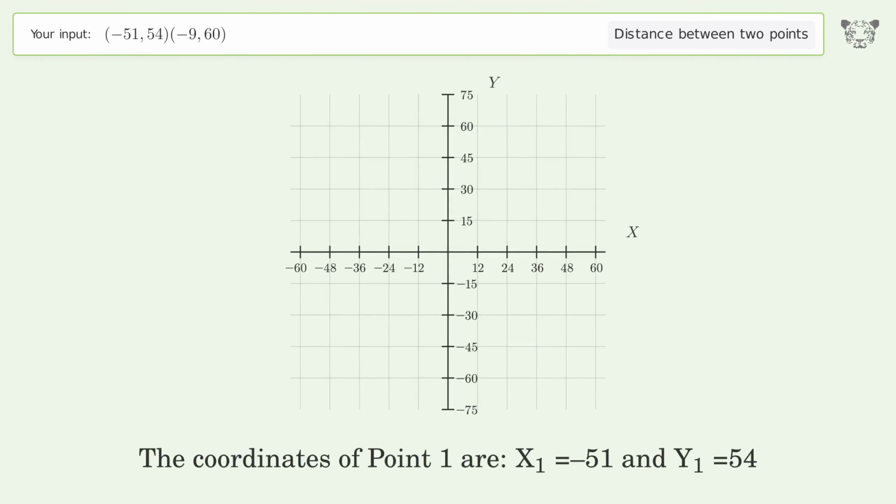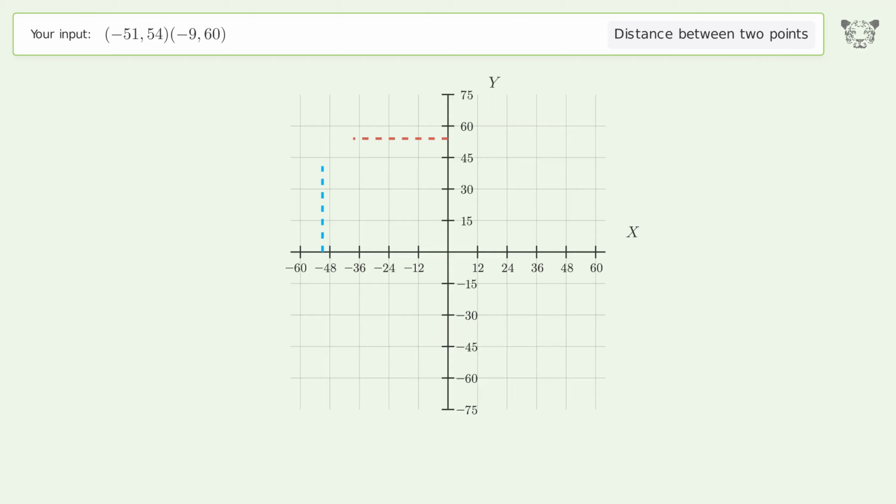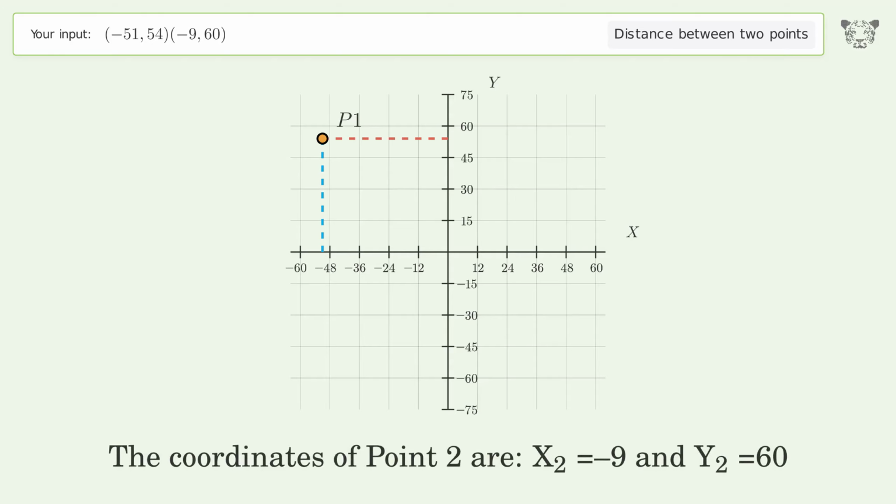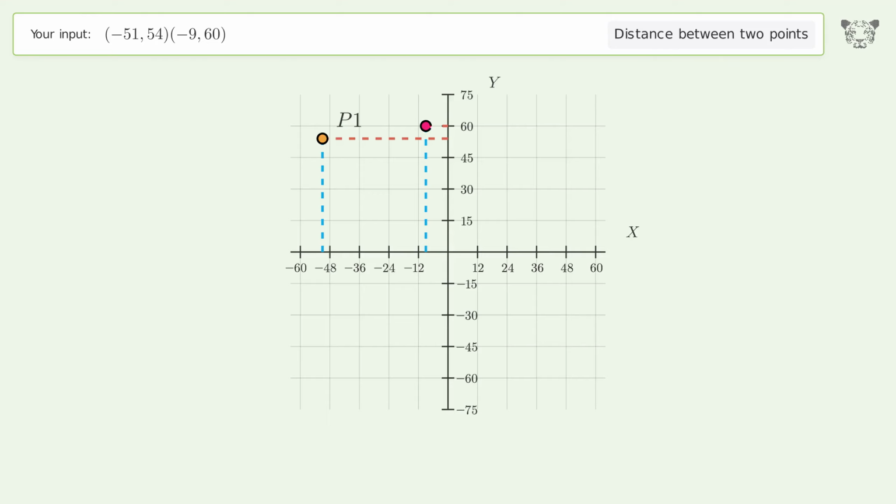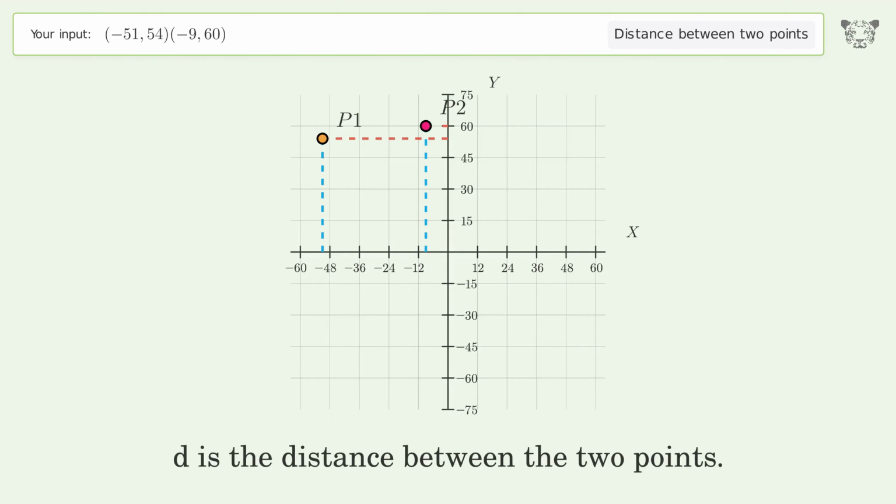The coordinates of point 1 are, x1 equals -51 and y1 equals 54. The coordinates of point 2 are, x2 equals -9 and y2 equals 60. D is the distance between the 2 points.